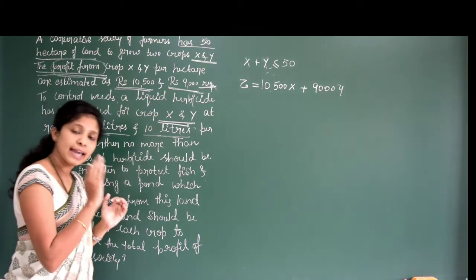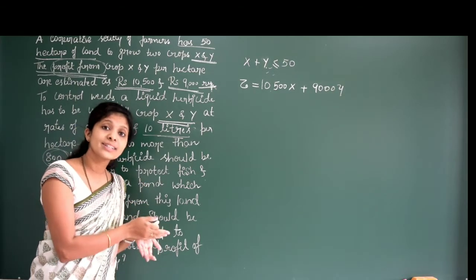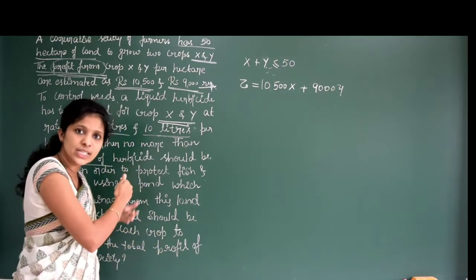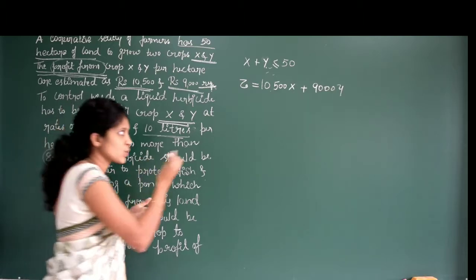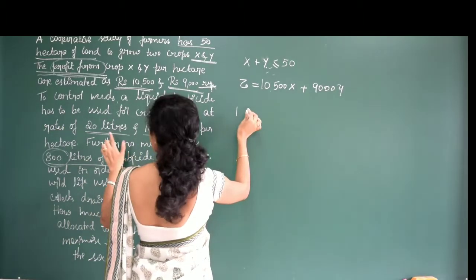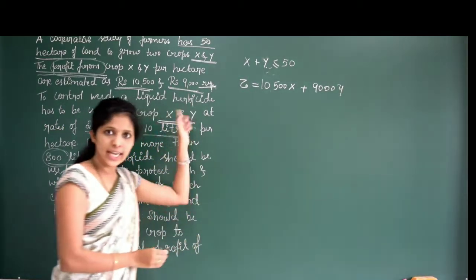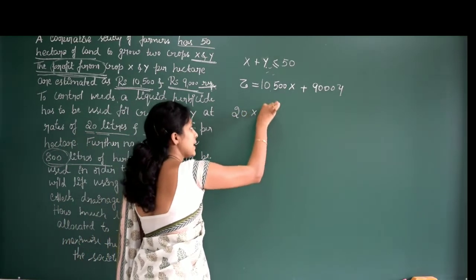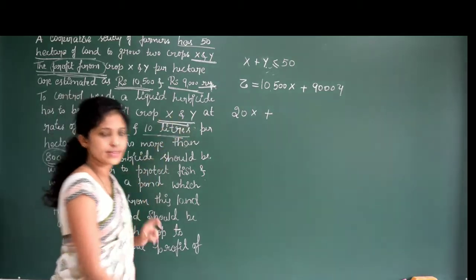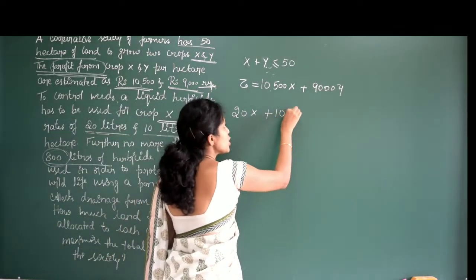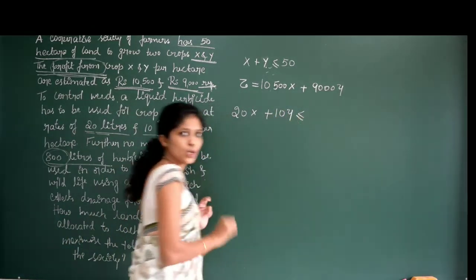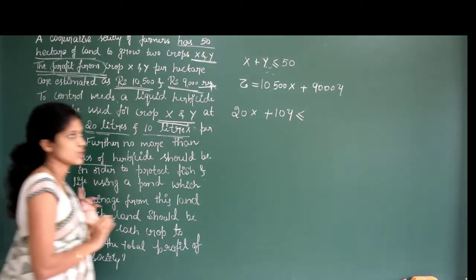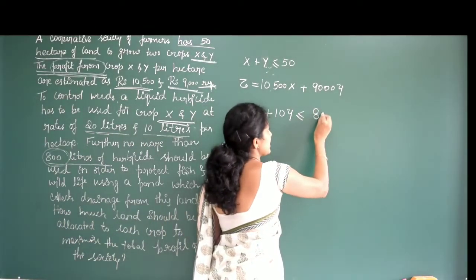It should be either equal to 800 or less than 800. By using this we can add the equation, right? So it will be 20 liters for X, so this will be now 20X plus, next for Y it is 10Y should be less than or equal to, not more than 800. So this is the less than or equal to 800.